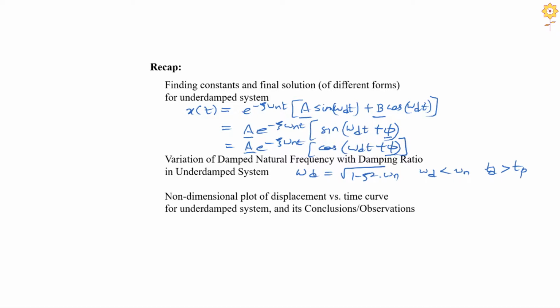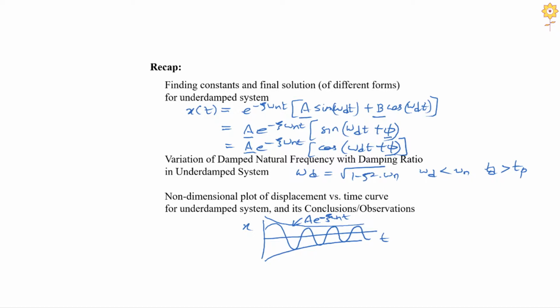Then we looked at the non-dimensional plot of the displacement versus time curve for the case of underdamped system, and then we concluded with the results. So the plot looked something like this: displacement versus time. So this is the curve denoting the envelope that is joining all the peaks of different cycles. So the displacement is actually occurring within this envelope, and the envelope is given by A e raised to minus zeta omega n t, that is, it is exponentially reducing. The presence of minus in the exponential term indicates that the amplitude is reducing in value, right?